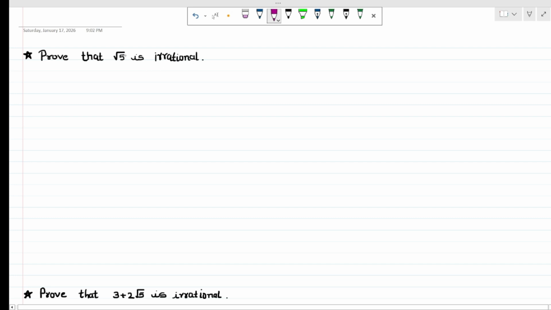Today we are going to learn about the real numbers topic. Prove that root 5 is an irrational number. Okay, this is very important. How to prove root 5 as an irrational number? So first of all, you should know what is a rational number.